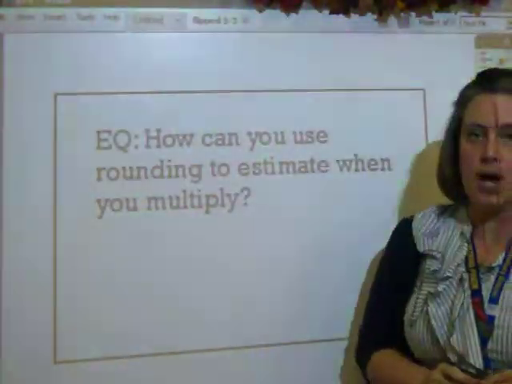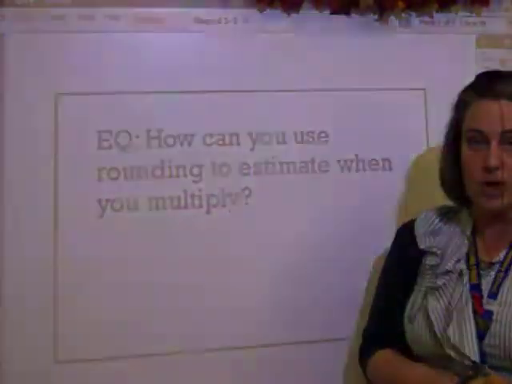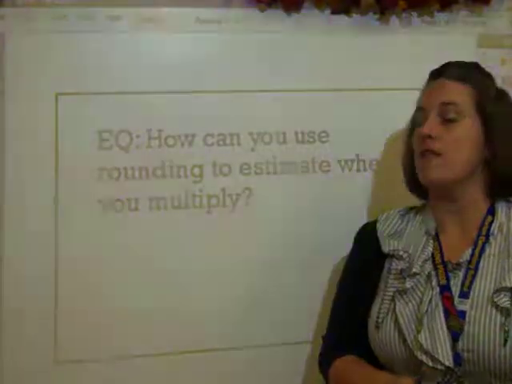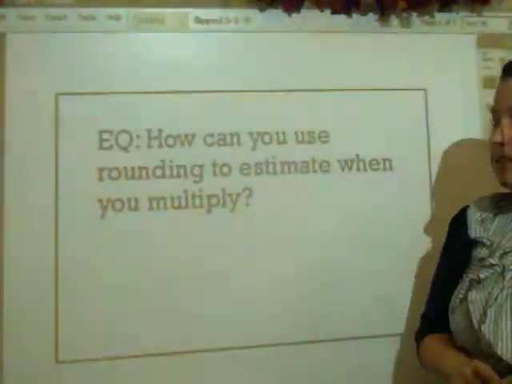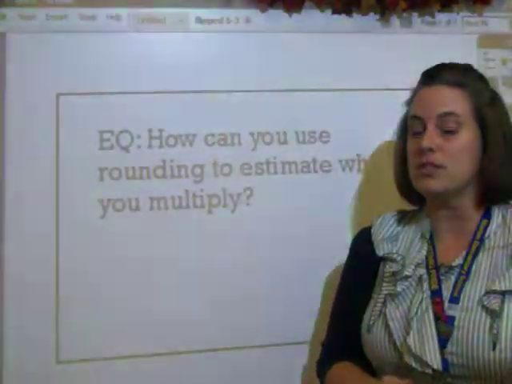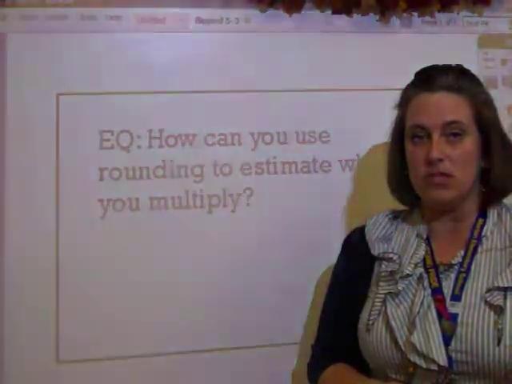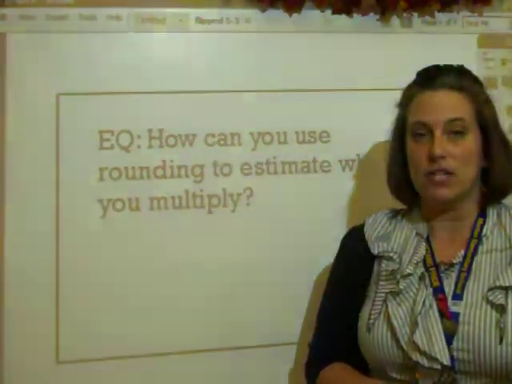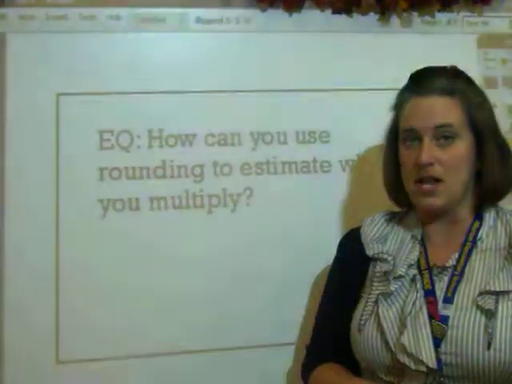Today's lesson is 5-3, on how to estimate using rounding rules. Make sure you pause the video and write down the essential question in your first column: how can you use rounding to estimate when you multiply. If you need extra help, rewatch the video, pause it as many times as you need to, and also make sure that you go to pearsonsuccess.net.